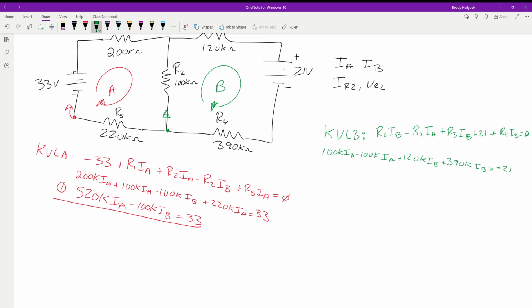We want to combine everything together. So we have minus 100K IA, and we've got 220 and 390, which gives us plus 610K IB is equal to negative 21. That gives us our second formula.